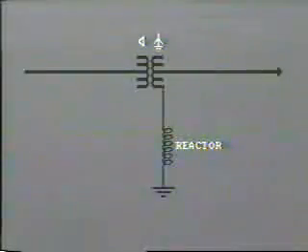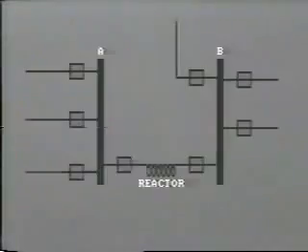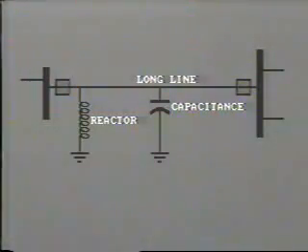Where is the reactor installed? Well, typically in a grounded neutral to limit fault current, between buses to reduce magnitude of current flow, or shunt connected between line and ground to compensate for capacitance on long lines and prevent high voltage levels.